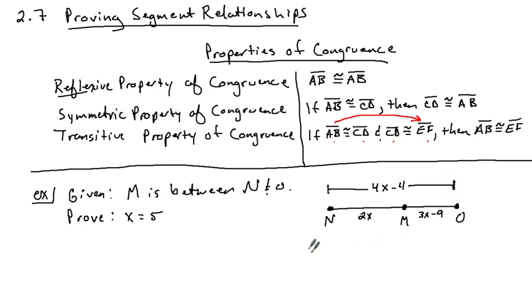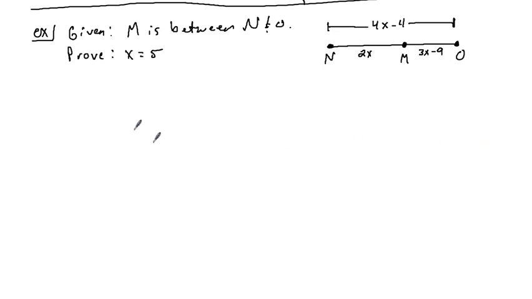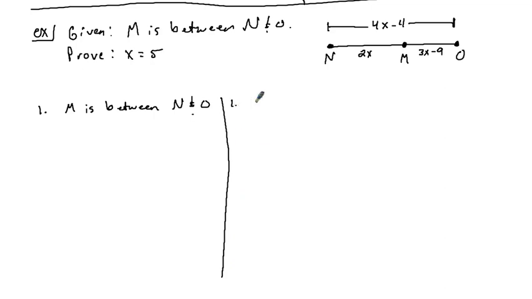All right, so here is our segment NO with M between N and O, and here are some algebraic expressions for all these different lengths and distances. So we're going to start by proving this, and we're going to do it line by line. So line 1, we're going to say M is between N and O. And our reason is that was given information.